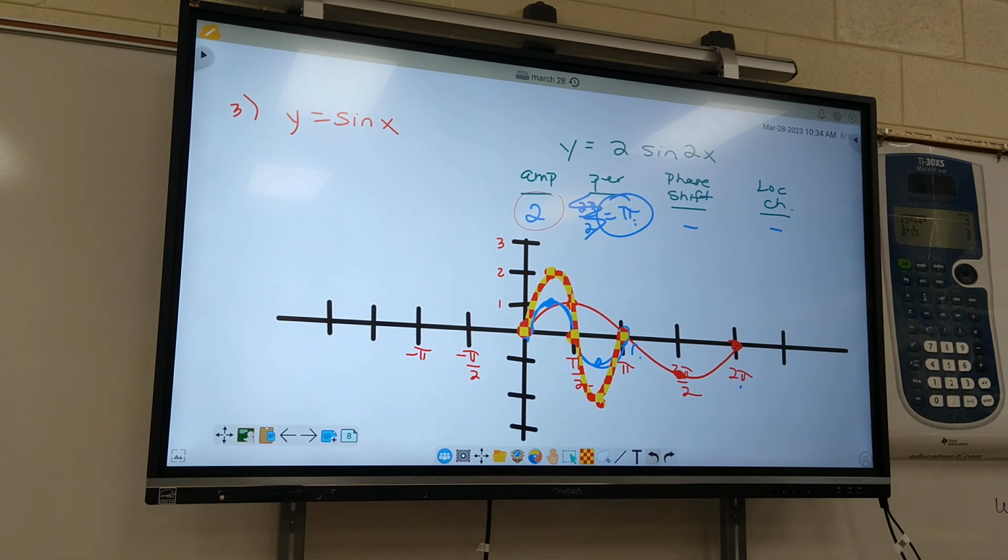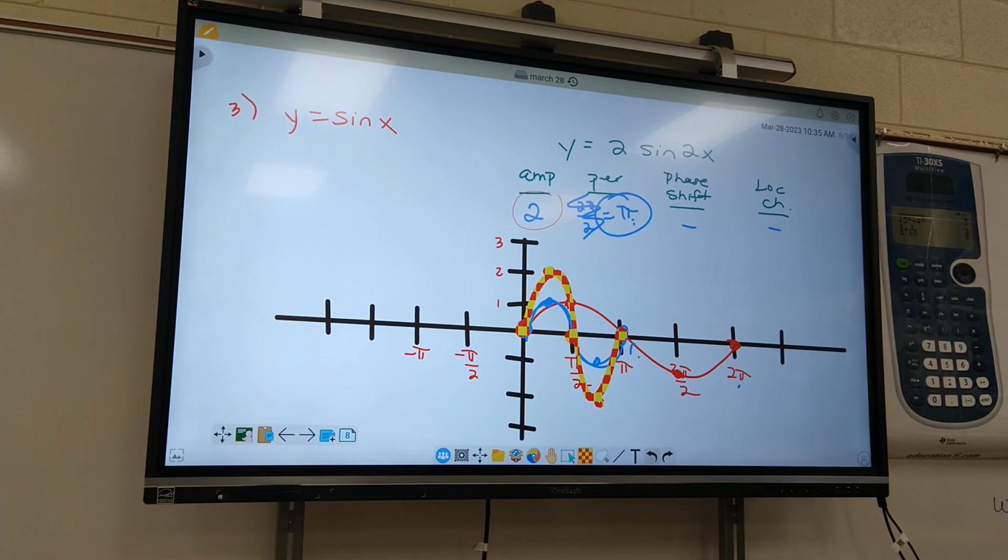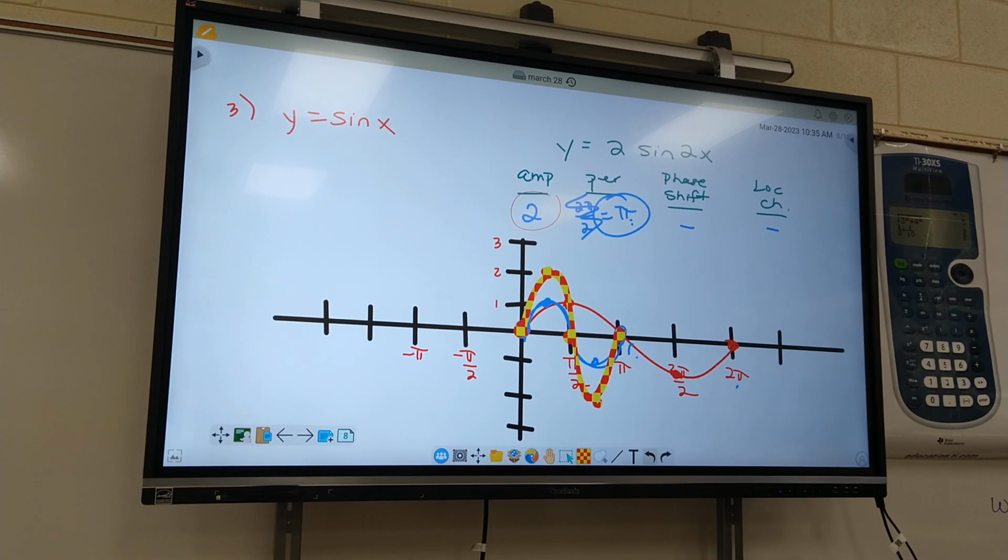When you're doing amplitude, you count from the axis. You count from the x-axis. You do that every time? Every time. The only time you wouldn't, Hayes, is if we had a dotted line, like if our location change was up 3 and we drew a new dotted line, that's what you would count from. But that's your new x-axis because you moved it up.